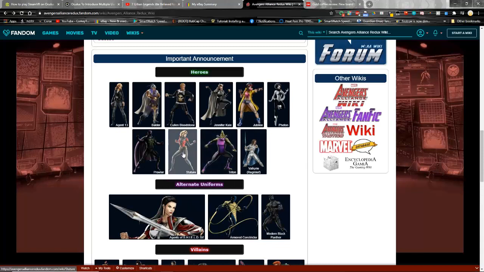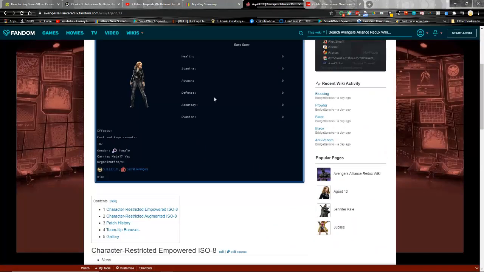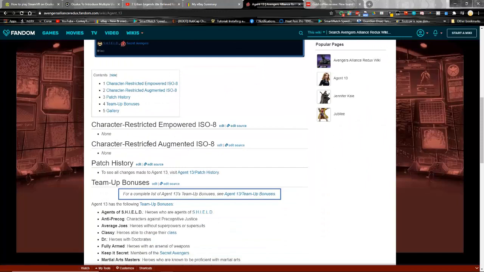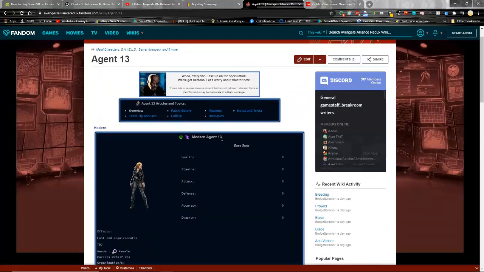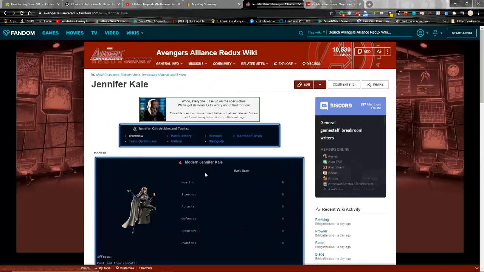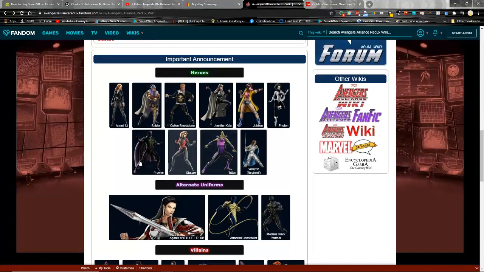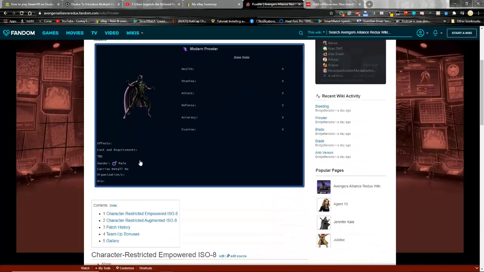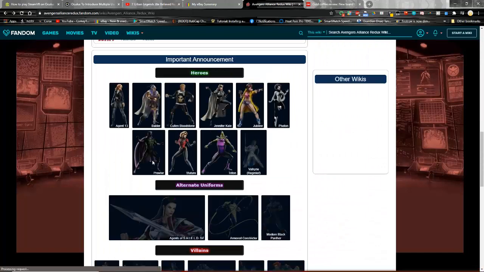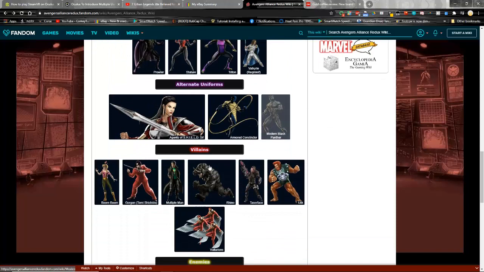Now let's take a look at Agent 13. And there you can see she is a split class, sort of like Hogun, tied to S.H.I.E.L.D. and the Secret Avengers. And again, as this gets closer to when they'll actually be released, I'm sure these will get fleshed out. Jennifer Kale is a blaster. Prowler is an infiltrator. And there's the modern Black Panther suit. There's Multiple Man. He was a villain.